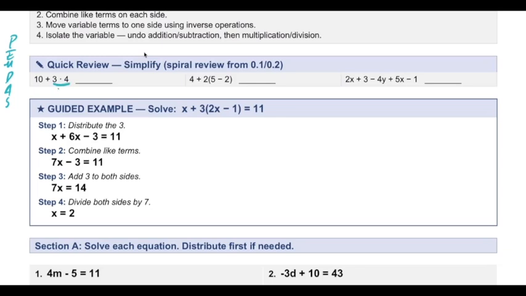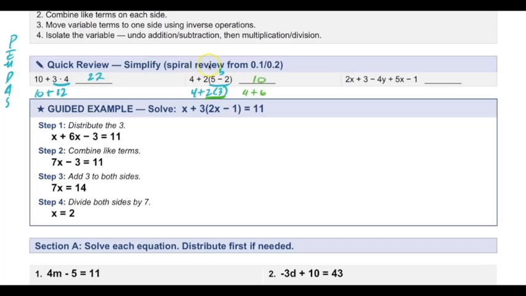We're going to multiply first. That becomes 12. 10 plus 12 equals 22. Over here, we're going to do parentheses first. So that's 3. So now we have 4 plus 2 times 3. So then we multiply first. So 4 plus 6, which is 10.